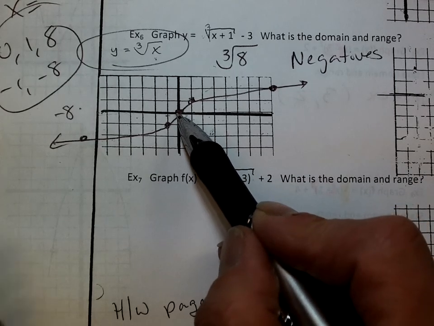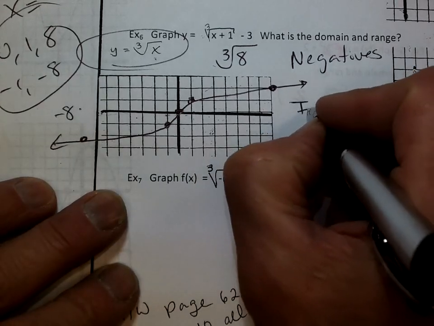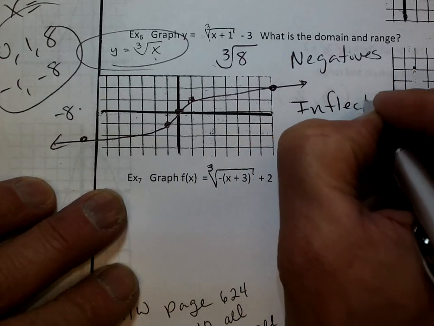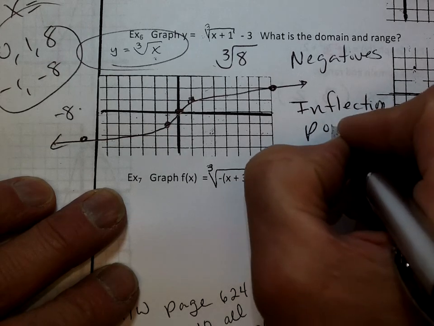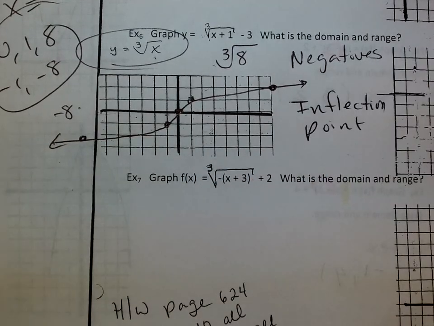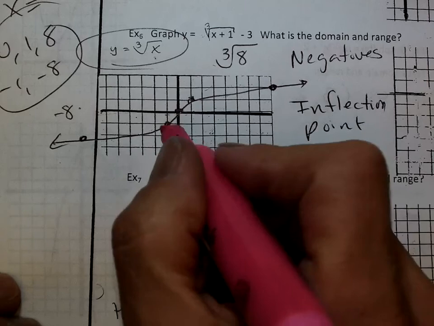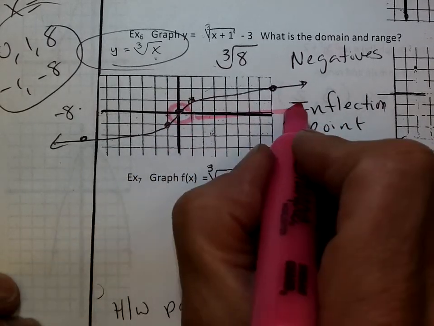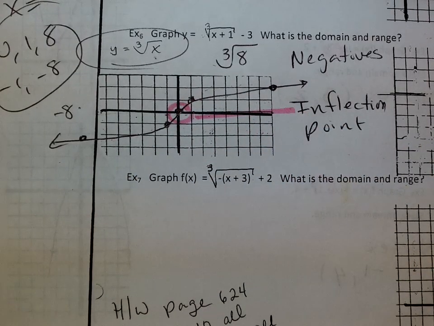So we're going to move our inflection point. It's called an inflection point. And I'm going to highlight it and circle it. This is the point we want to move, right there. So that's the point we move when we translate our parent function, okay?